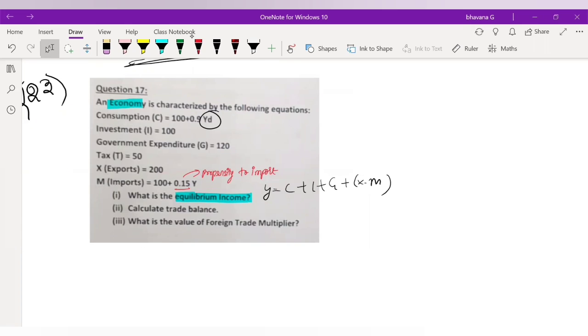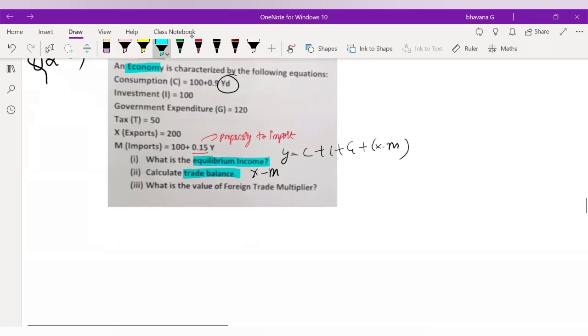Okay. Next, they have asked you to find out trade balance. That is balance of trade. In the past few questions only, I told you what is balance of trade. It is nothing but X minus M. So if you do this, you will get your trade balance. Finally, this is the one different thing in this question. What is the value of foreign trade multiplier? So we have already seen investment multiplier. Then we saw expenditure multiplier. For expenditure multiplier and investment multiplier, we use the same formula. Here they have asked you foreign trade multiplier. So foreign trade multiplier, this formula you can note.